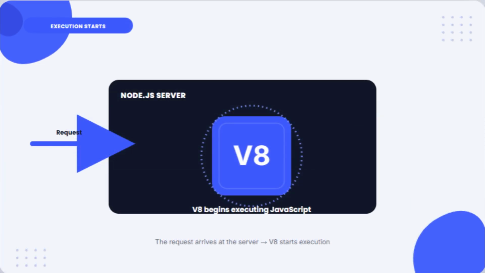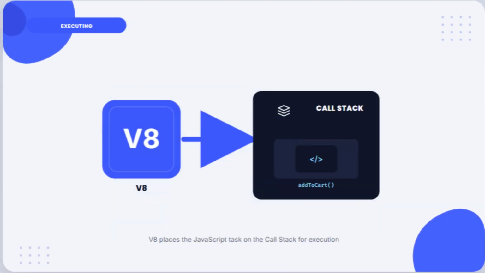The moment your click reaches the server, V8 starts running that code. While it is running, this code sits in something called the call stack. Think of the call stack as V8's hands. It can hold only one piece of work at a time that is currently executing now.